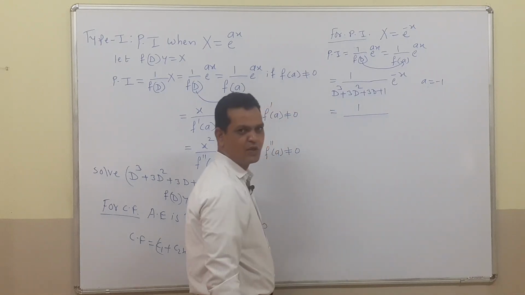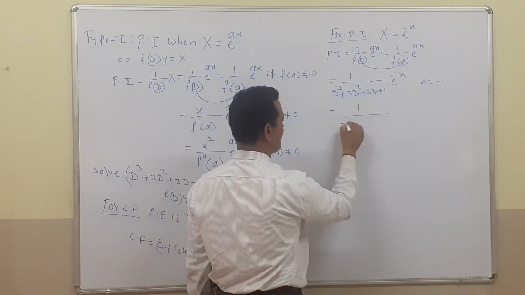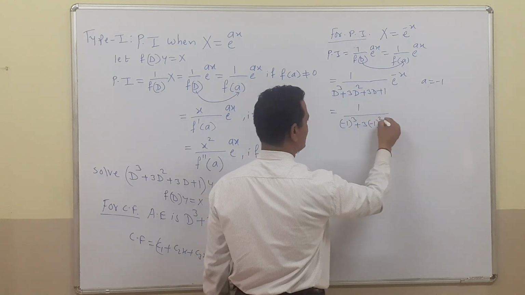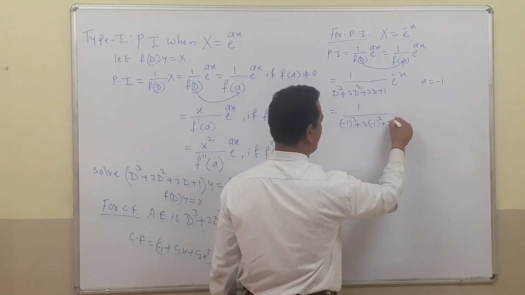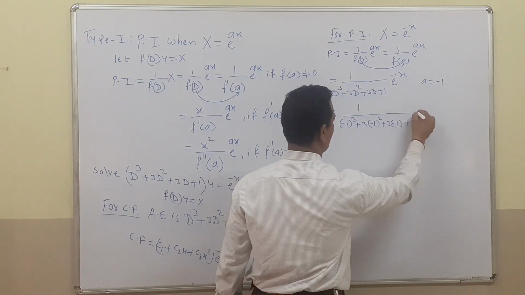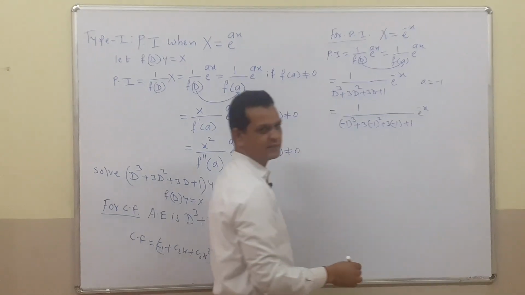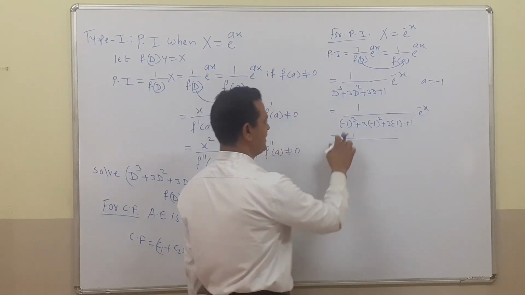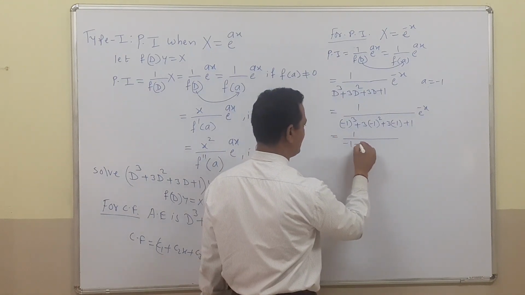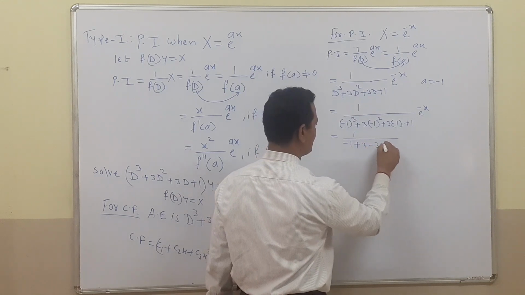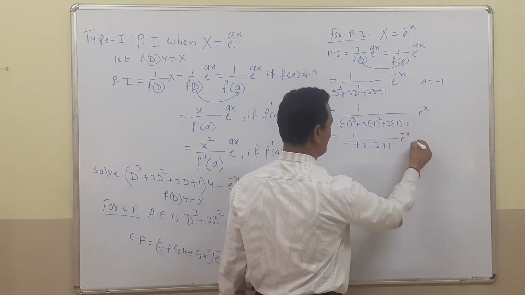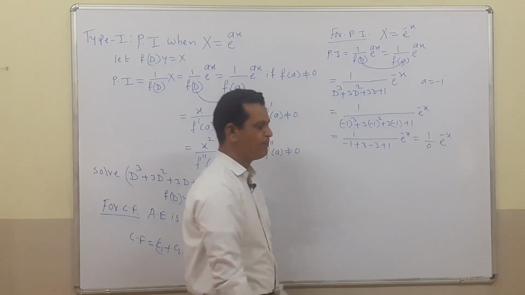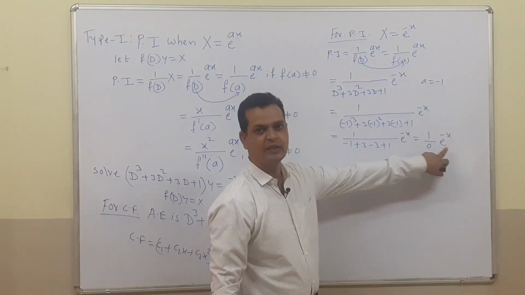So if we put the value of a is equal to minus 1 in this equation, then we get this as 1 upon minus 1 cube plus 3 times minus 1 square plus 3 into minus 1 plus 1 into e raised to minus x. So if we simplify this, then we get this as minus 1, then this is 3 minus 3, and this is plus 1 into e raised to minus x, which is 1 upon 0 e raised to minus x. That means we get the term 0 in the denominator.